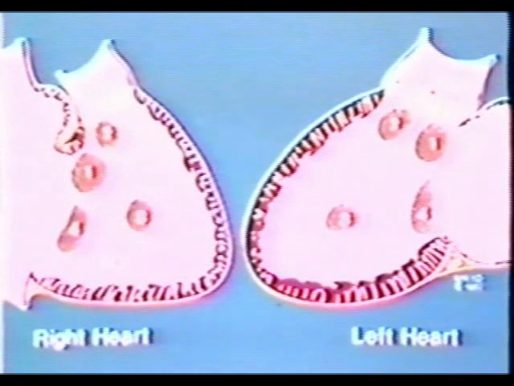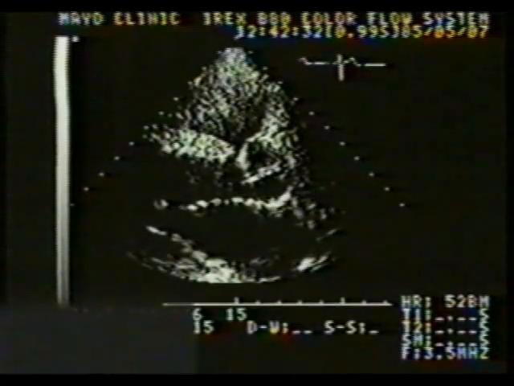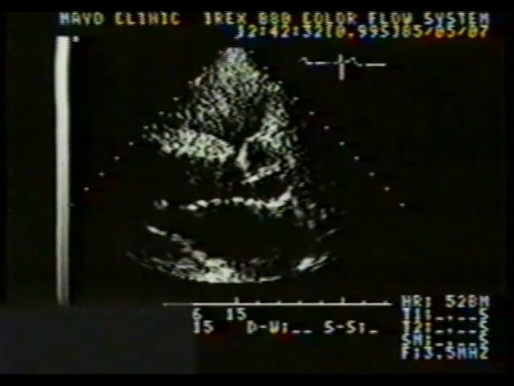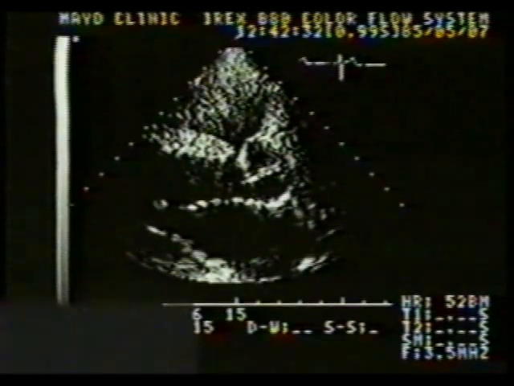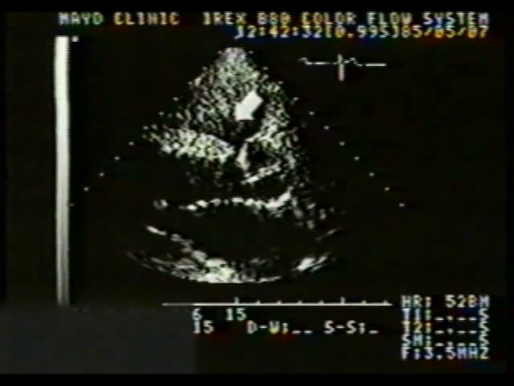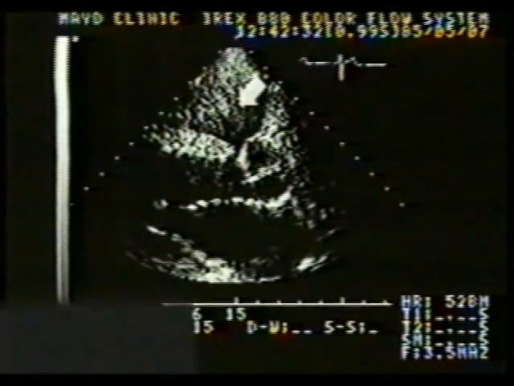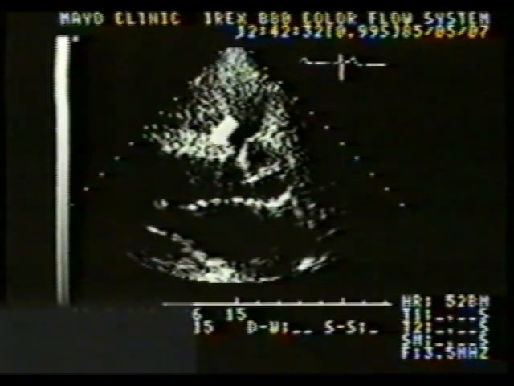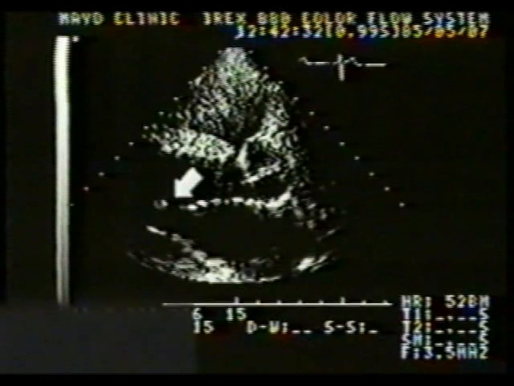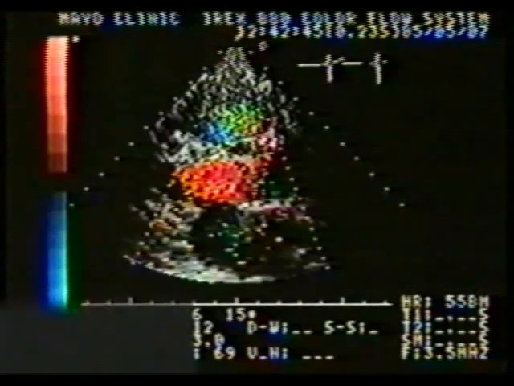Now we will illustrate several examples of VSDs ranging from small to large size. This is the parasternal long axis view of an 18-year-old patient who has a small perimembranous ventricular septal defect. Note, right ventricular dimension is normal. Here's the ventricular septum, and left ventricular size is also normal.